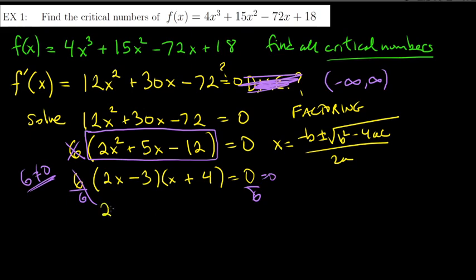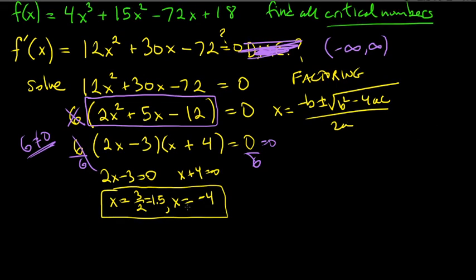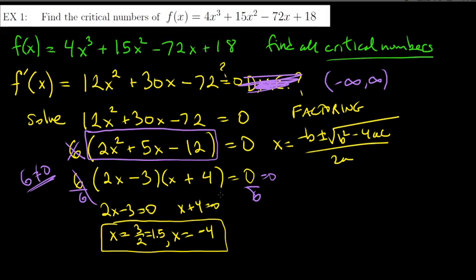When you set these equal to 0, 2x minus 3 is going to be 0 when x is negative 3 over 2, and x plus 4 is going to be 0 when x is negative 4. So there we are. We have two critical numbers, right? 3 over 2, or if you prefer, 1.5, and negative 4. So two critical numbers. You can see they can be any real number. They don't have to be nice whole numbers or integers. They can be fractions or decimals or irrational numbers in some cases. These are the critical numbers.